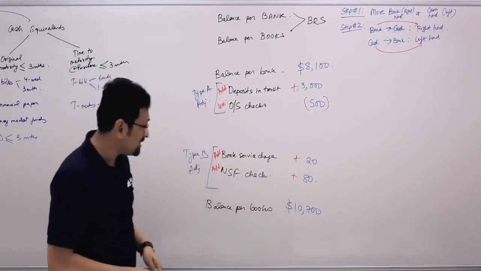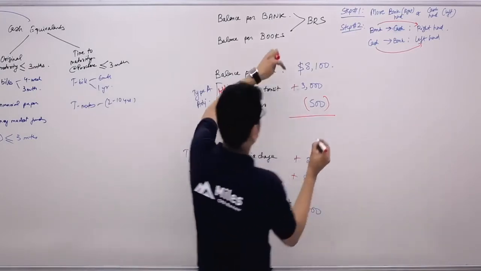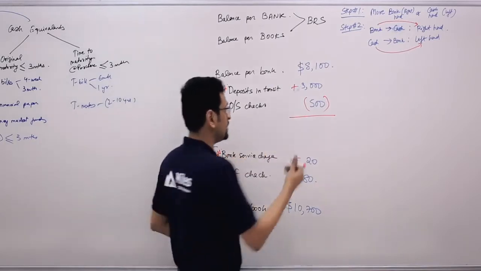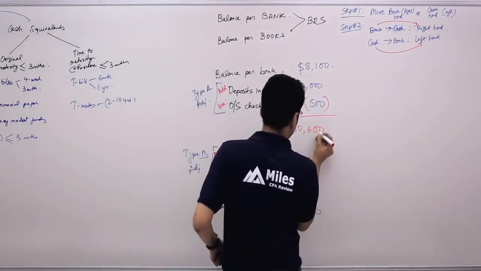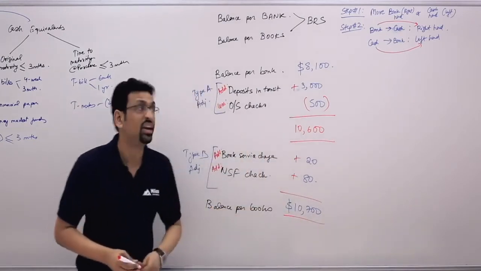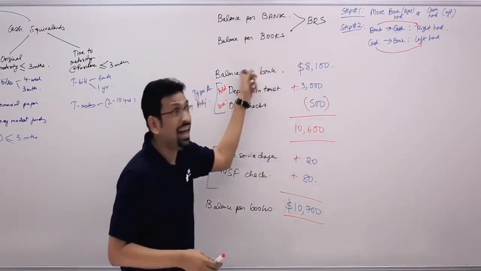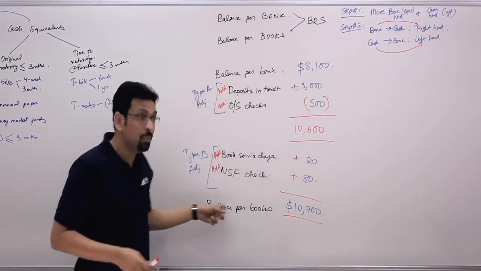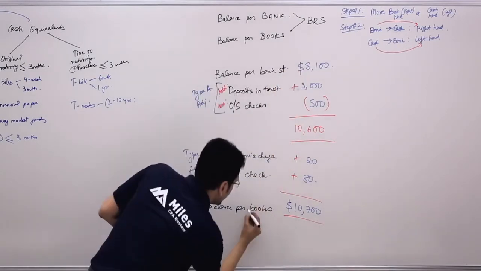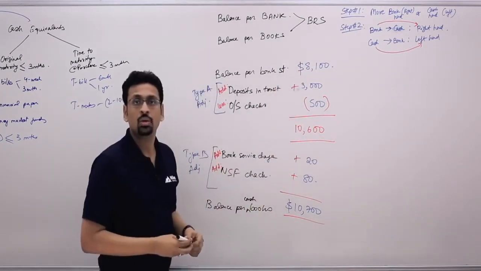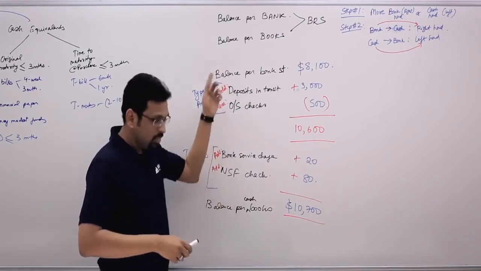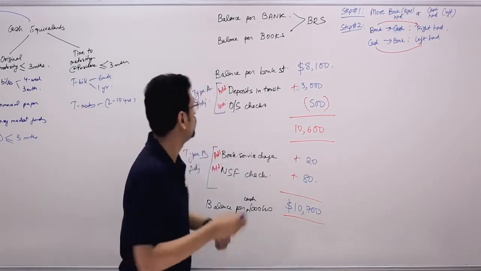So now let's check if we can get to the right number. So 8,100 plus 3,000, that gives us 11,100 minus 500, that gives us 10,600. 10,600 plus 20 plus 80, amazing. That's 10,700. We have reconciled the balance per bank statement to the balance per cash book. So this is the balance per bank statement and this is the balance per cash book. Amazing, right? So we've moved hands, reconciled. Now this is format 2.